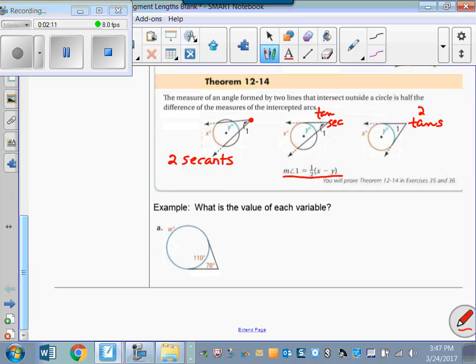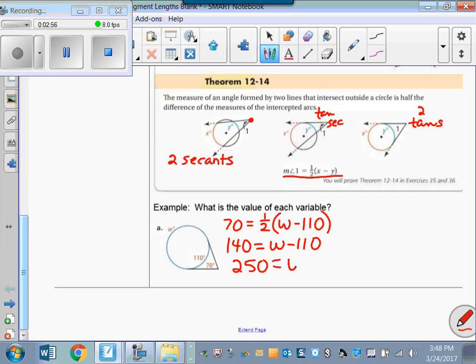So in our example here, what is the value of each variable? The only variable we got here is W. We're going to use theorem 12-14, the one just above, because our intersection of 2 tangents is outside the circle. So what do we know? We know that 70 degrees, the measure of that angle, is 1/2 the difference of the intercepted arcs. So 70 = 1/2 (W minus 110). Of course, you're always going to do the big arc minus the little arc. So I'm going to multiply both sides by 2. I'll get 140 is W minus 110. If I add the 110, that'll be 250. So W is going to be 250.